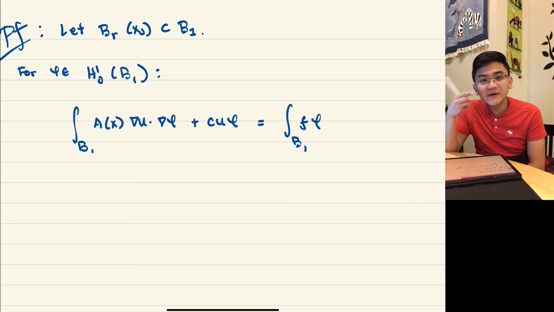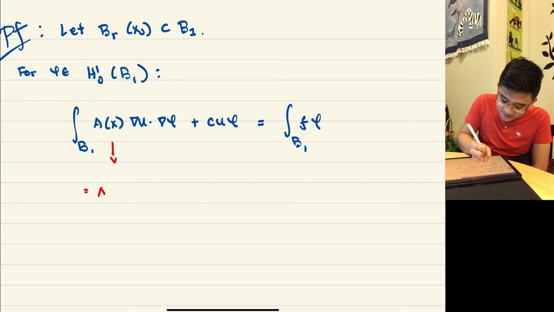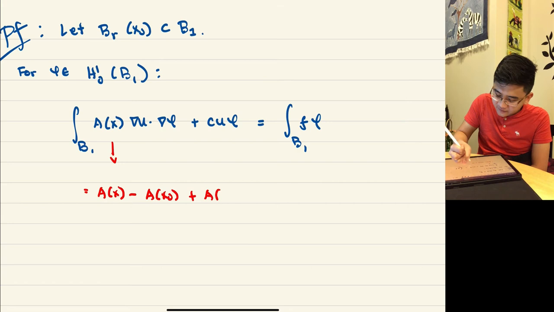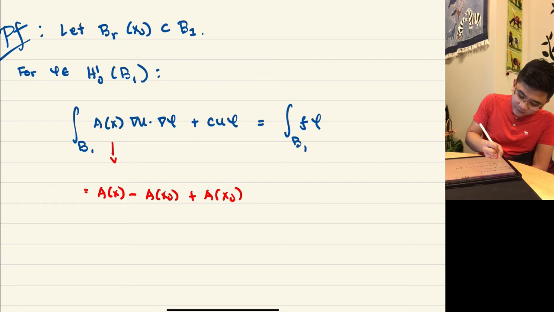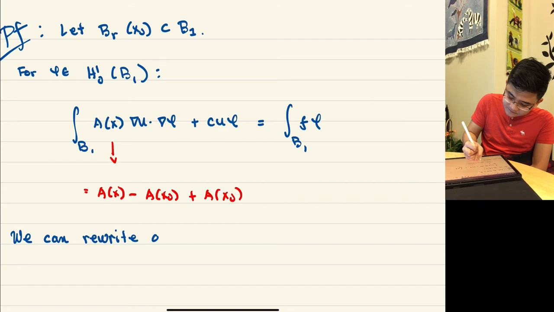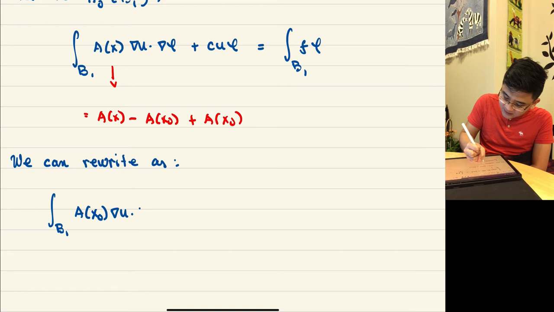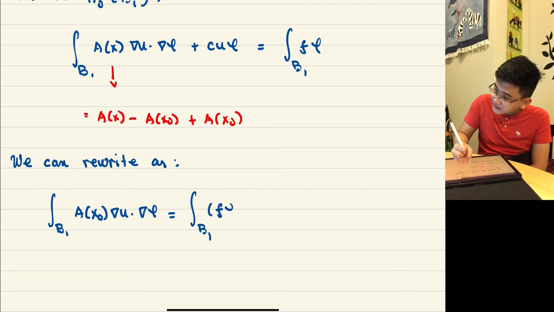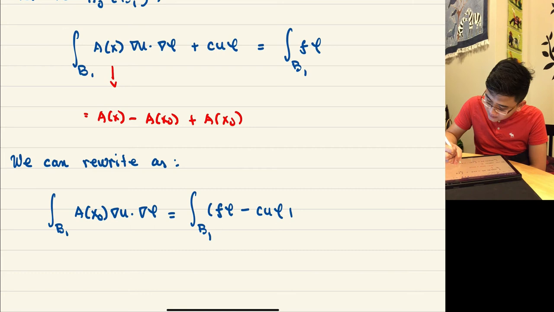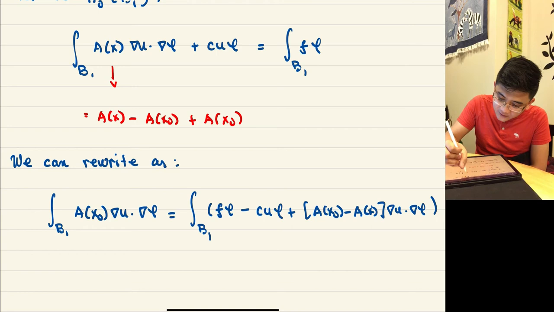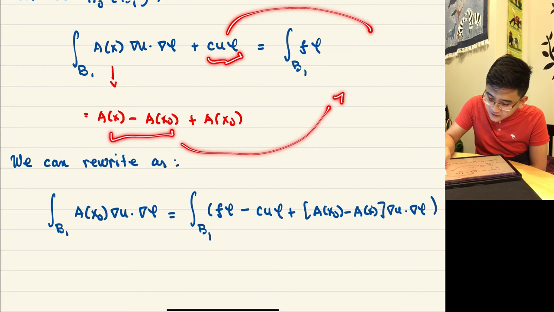And similar to our heuristic discussion from before, I am going to write this as A of x minus A of x0 plus A of x0. So I'm just adding and subtracting a constant matrix. We can rewrite this as the integral over B1 of A of x0 grad u dot grad phi is equal to the integral over B1 of f phi minus c u phi plus A of x0 minus A of x grad u dot grad phi. So what happened here is I just moved this term to this side and this term to that side. It's just a rewriting.